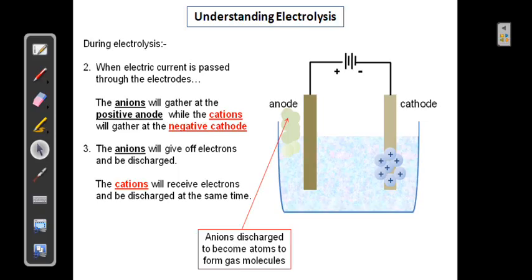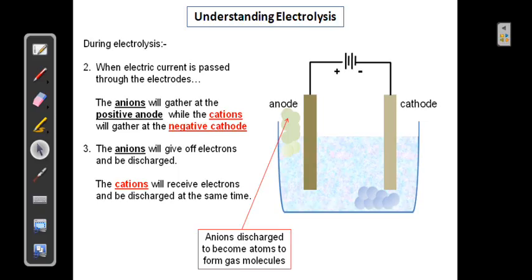Now at the same time, the electron will flow through the cathode and reach all the ions and discharge them all together. So when they receive all the electrons, they get themselves discharged and settle down at the base of the cathode, or some may still stick on the surface of the cathode. So this is what the process of electrolysis is.